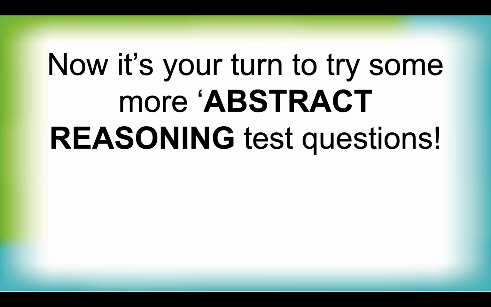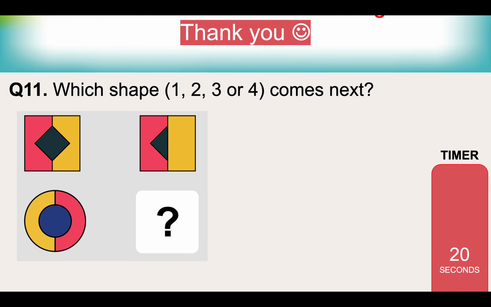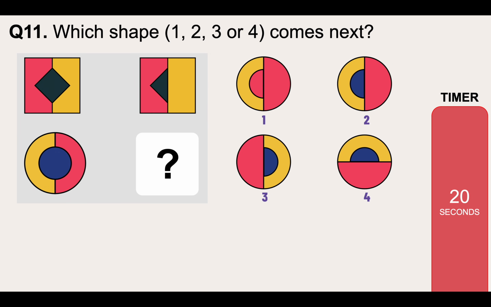So now it's your turn to try some more abstract reasoning test questions. Please put your answers to questions 11, 12 and 13 in the comments section below the video for marking. Thank you very much indeed. Question 11. Which shape, 1, 2, 3 or 4, comes next? I'm going to give you 20 seconds for this. It's a little bit tougher. Here we go.